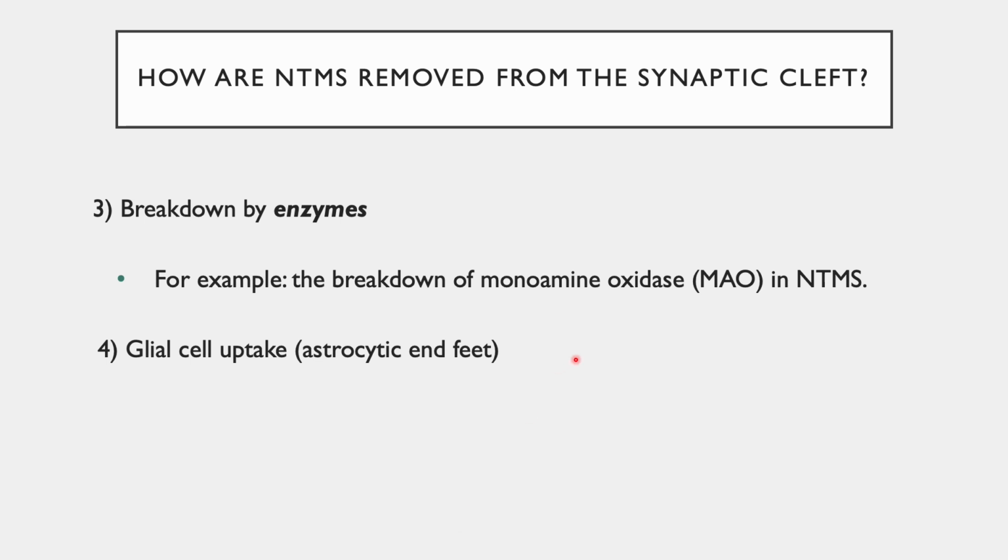Additionally, glial cells play a key role in removing excess neurotransmitters from the synaptic cleft. If you remember earlier in this class when we talked about astrocytic end feet, they do something called chemical buffering. A glial cell's chemical buffering abilities allow the astrocytes around neurons to take up any excess neurotransmitters.